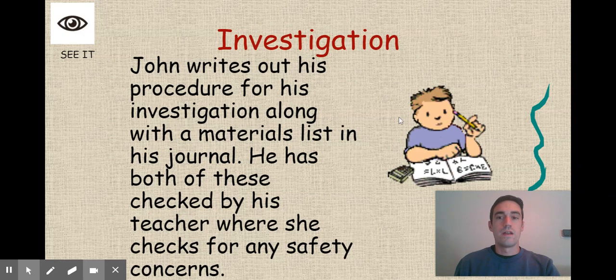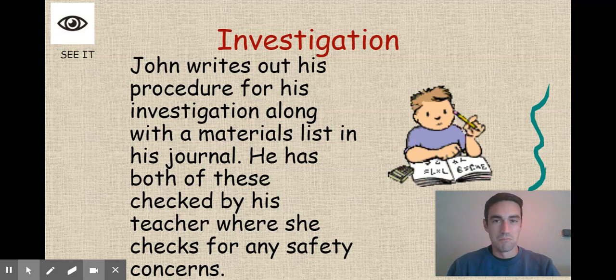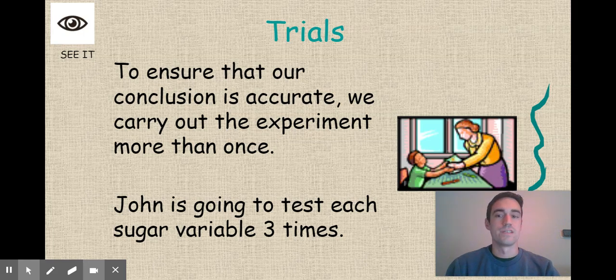So John's going to go ahead and write out his procedure for his investigation along with a list of materials. He has both of these checked by his teacher, where she checks for any safety concerns. Don't stick your head in the oven, John. Then we're going to go ahead and look at some trials. Now, to ensure that our conclusion is accurate and that we get really good results, we're going to do the experiment more than once. So a trial is how many times we try the experiment.